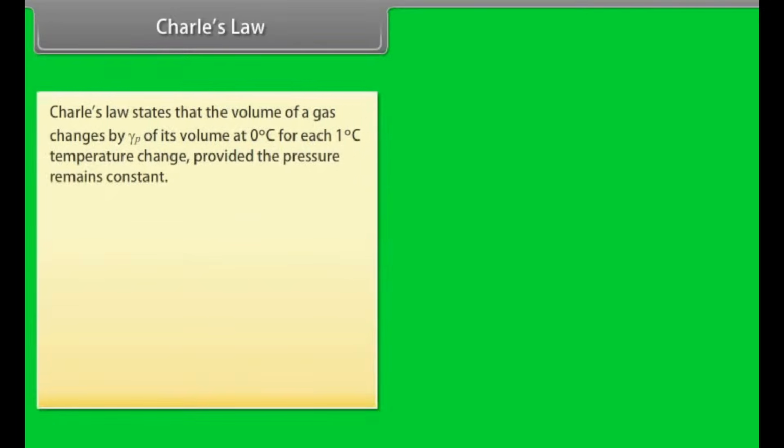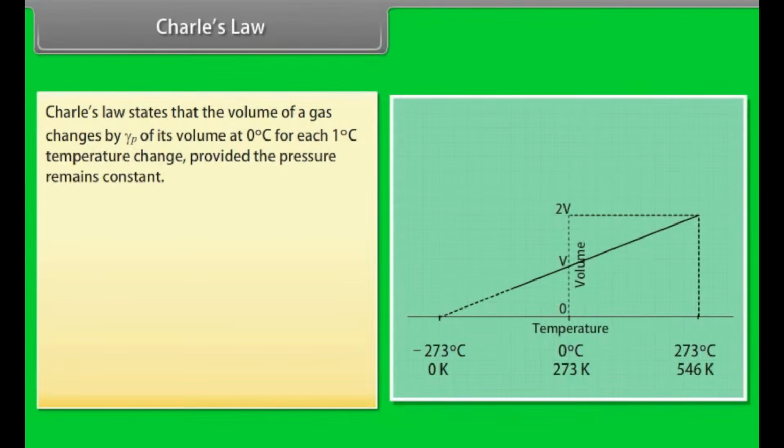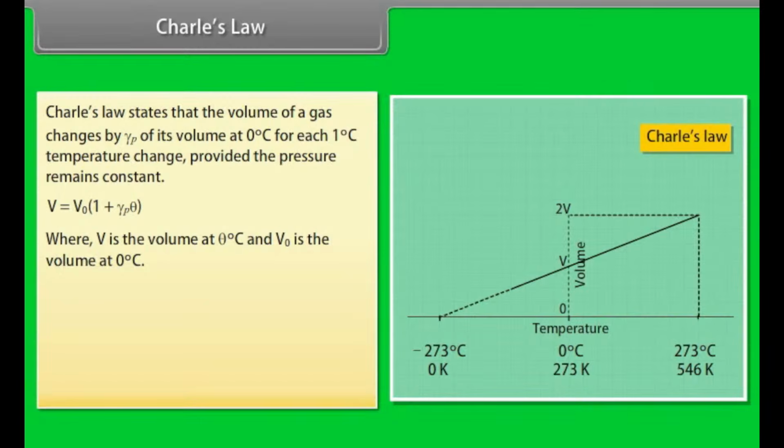Charles' law. Charles' law states that the volume of a gas changes by gamma P of its volume at 0 degrees centigrade for each 1 degree centigrade temperature change, provided the pressure remains constant. V is equal to V naught multiplied by (1 plus gamma P theta), where V is the volume at theta degrees Celsius and V naught is the volume at 0 degrees centigrade. The above relation can be written as V is equal to V naught multiplied by (1 plus theta upon 273).